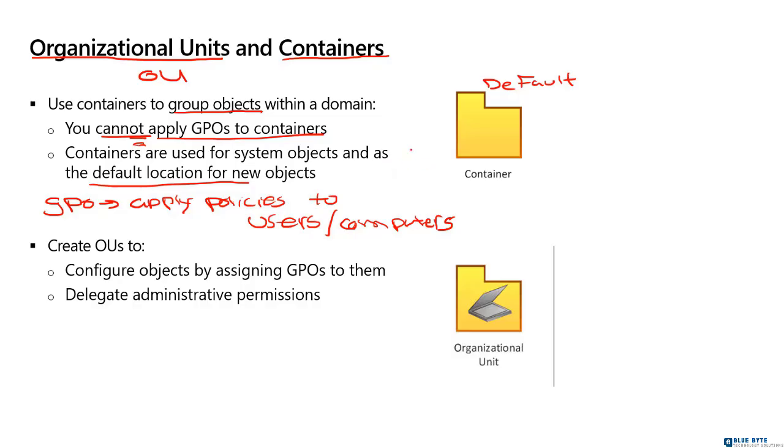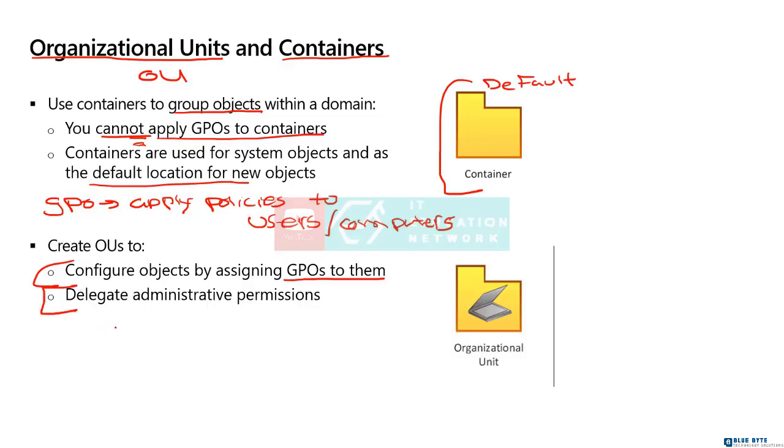Now, a container is just a folder icon, so that's what it's going to look like when you're in Active Directory. Our organizational units, we will create on our own. The biggest difference between the container and an organizational unit is you can assign these group policy objects, or GPOs, at the OU level. You can also delegate administrative permission.